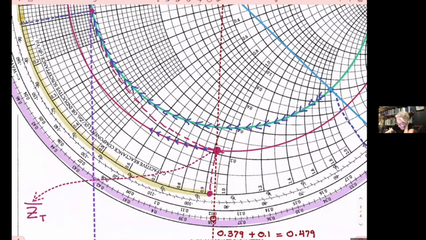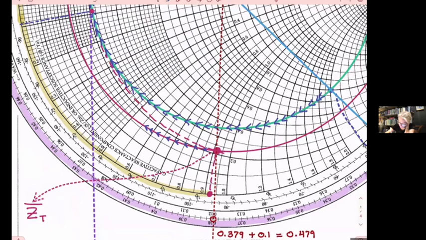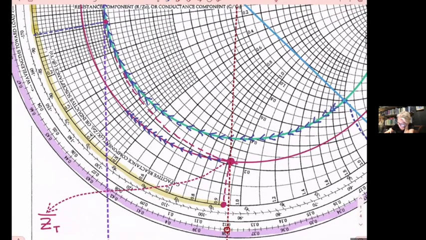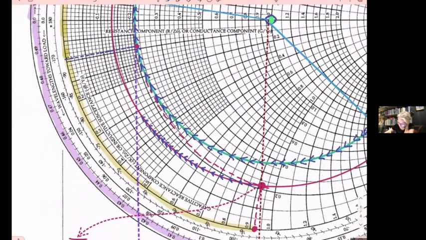And then I find 0.479. I'm looking at the outer rim to guide myself, the purple one. 0.479. Seven. I have to be somewhere here.